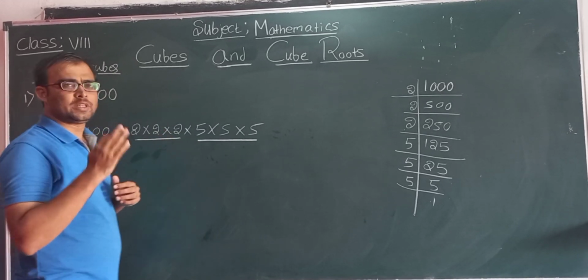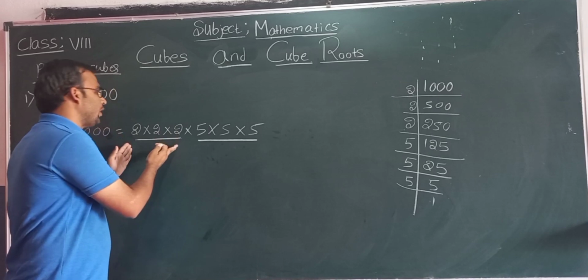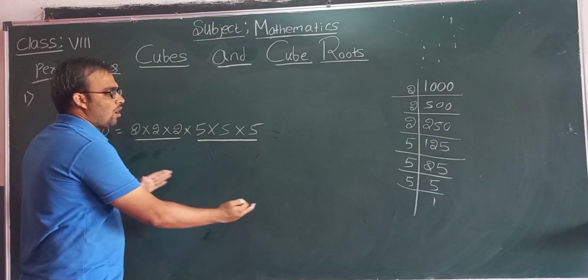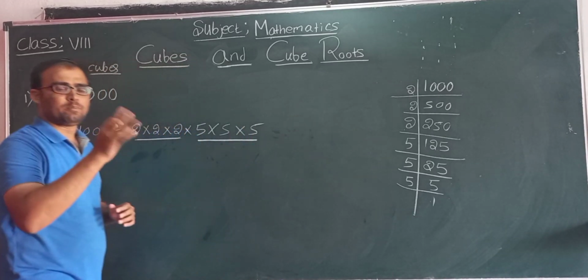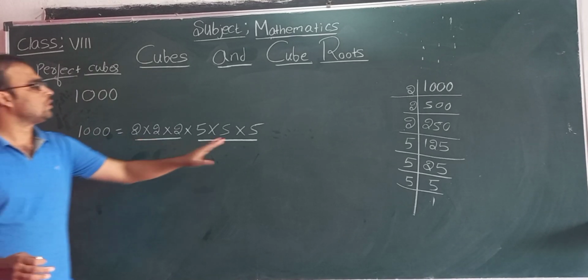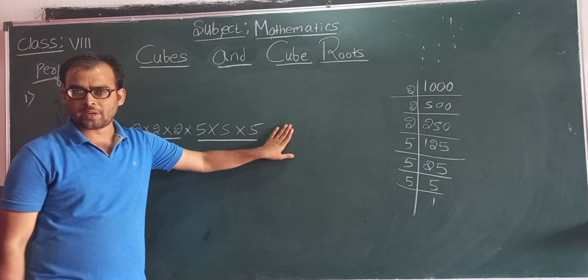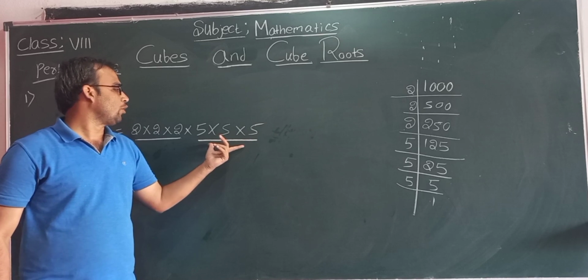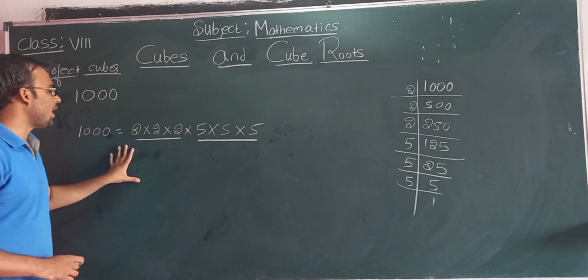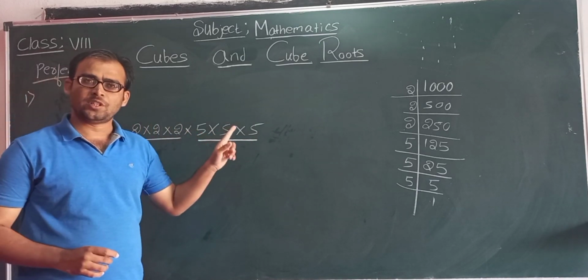Whatever may be the number of groups, suppose there is only one group, or 2 groups, or 3 groups or 4 groups, if no other number is remaining and we have made groups of 3 numbers, it means that this is a perfect cube.